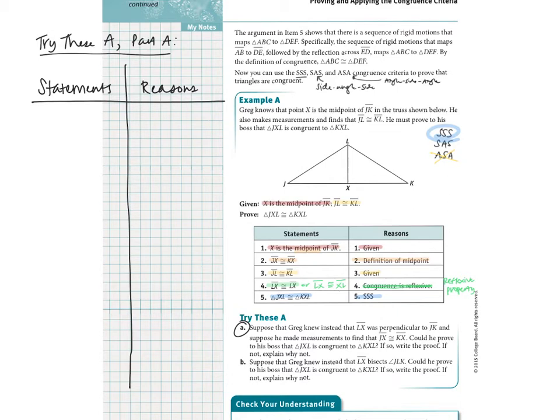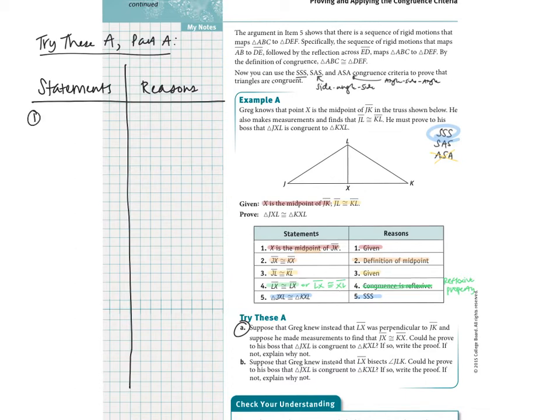And suppose he made measurements to find that JX was congruent to KX. So we have 2 different givens. Interesting. We're saying, could he prove to his boss that triangle JXL is congruent to triangle KXL? If so, write a proof. If not, explain why. Well, the best thing I like to do is to really actually try to write a proof out of this and see what we can do.